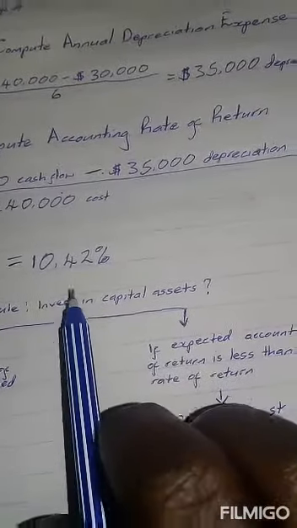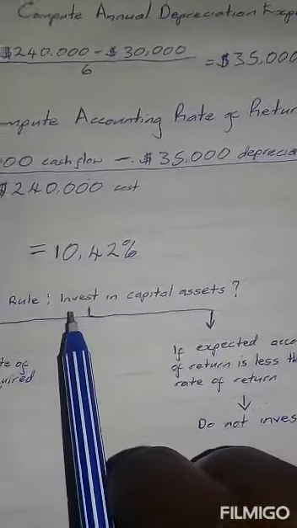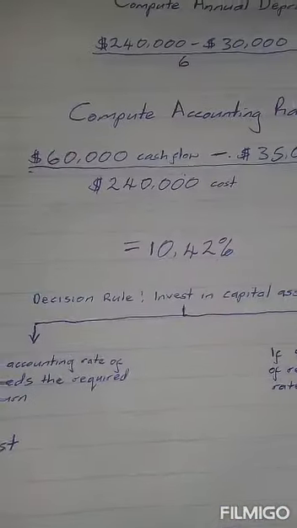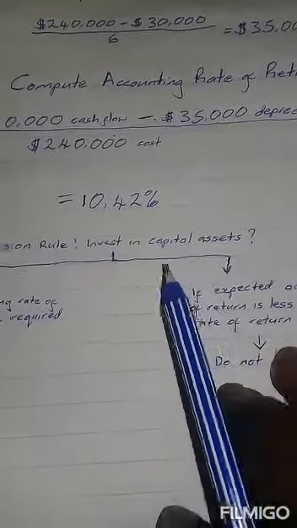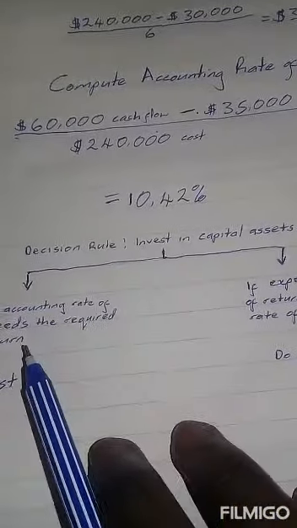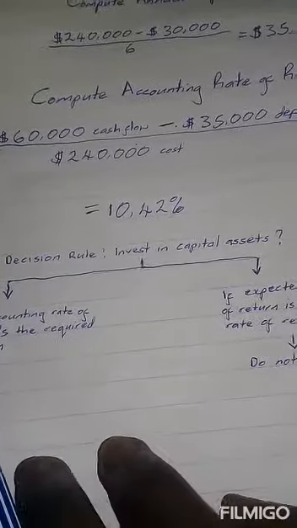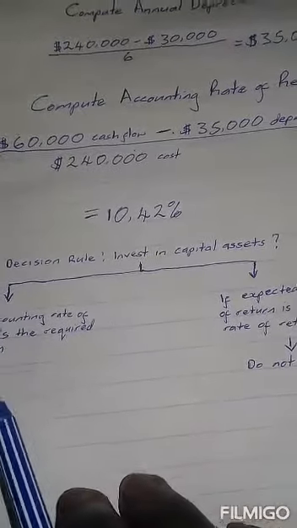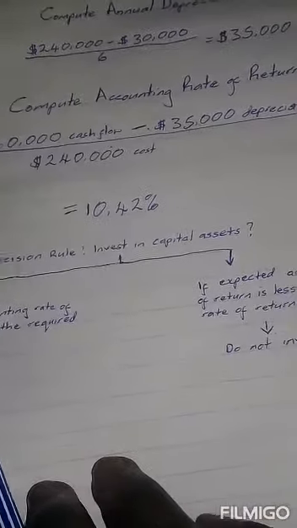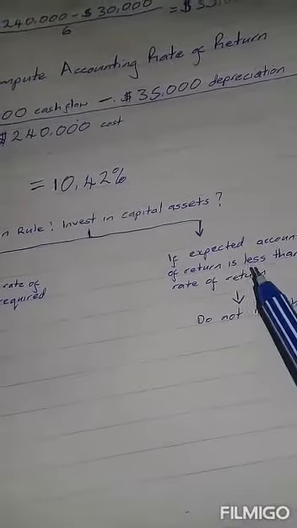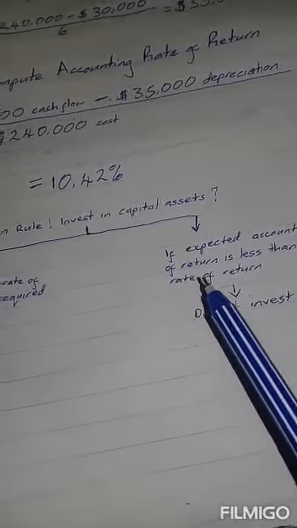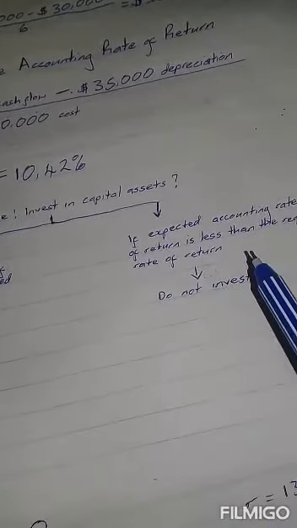Now the decision rule: should we invest our capital in that asset? If the accounting rate of return exceeds the required rate of return, invest. If the accounting rate of return is less than the required rate of return, do not invest.